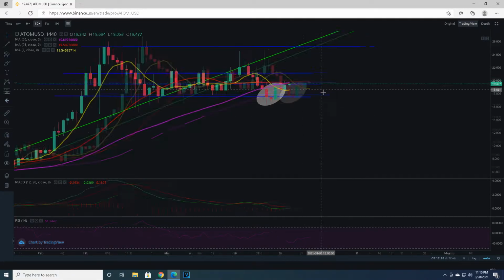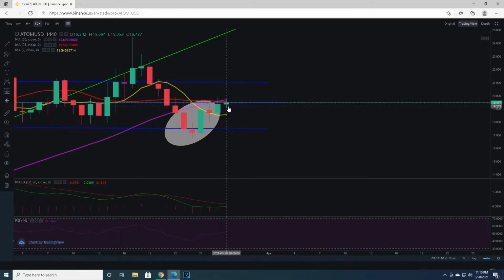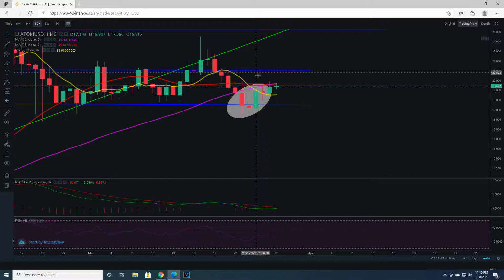The 25 and 50 day have just crossed. There's a good potential for them to run parallel or run right on top of each other for a day or two. And then the 25 day to move back up, and then the 7 day will shoot back up on a parabolic rise there. Still has a lot of potential.